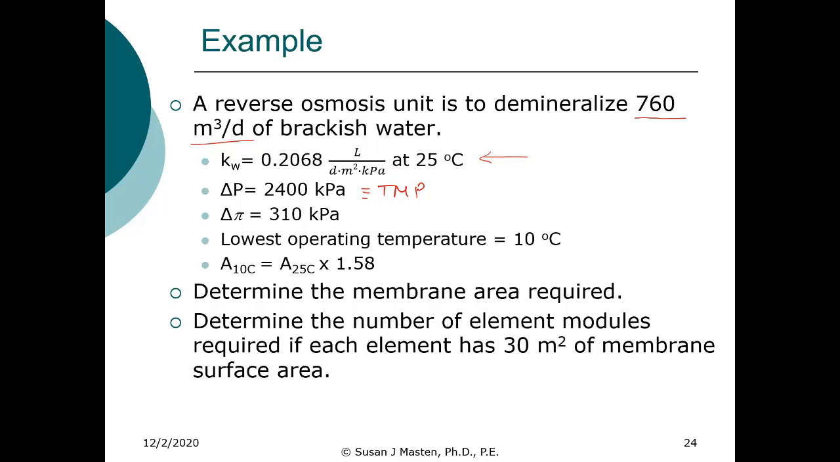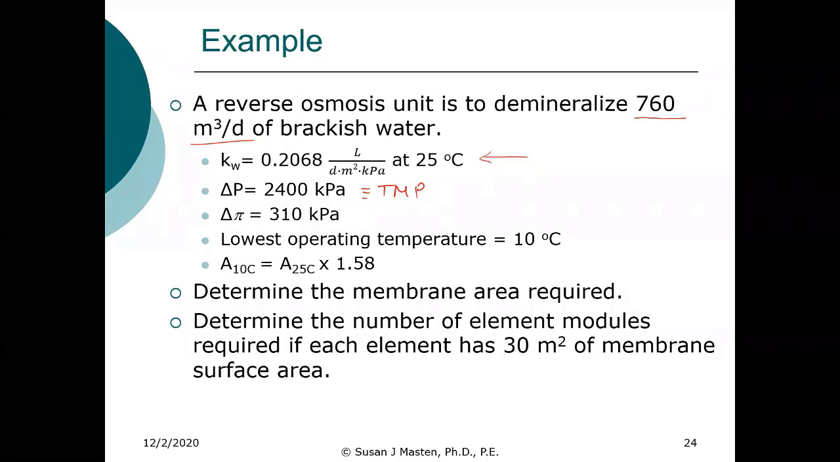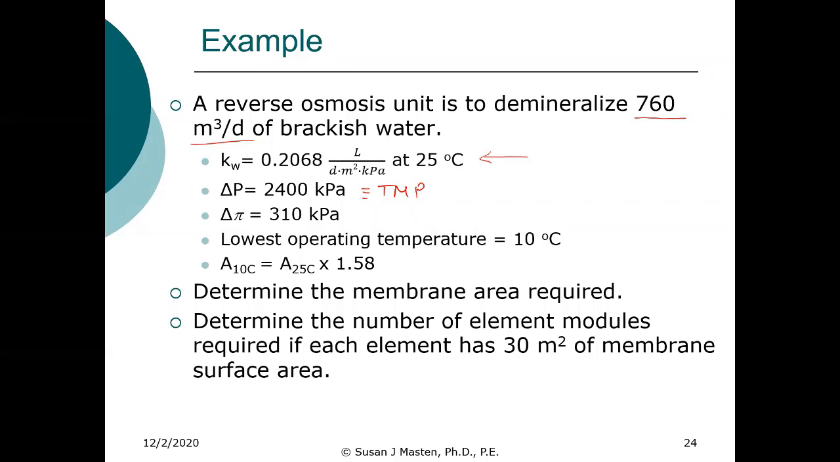You're told that the lowest operating temperature is 10 degrees C, and that the area that you need at 10 degrees is 58% greater than what you need at 25 degrees. Remember, we talked about diffusivity. So diffusivity decreases as temperature decreases, which means we need more area. And what you're asked to do is to determine the membrane area required, and then the number of elements required, or pressure vessels required, if each element has 30 square meters of membrane surface.